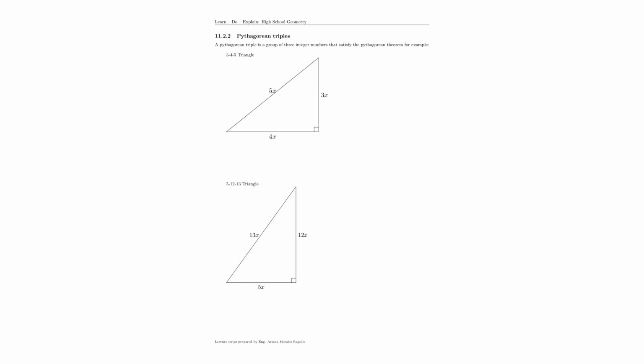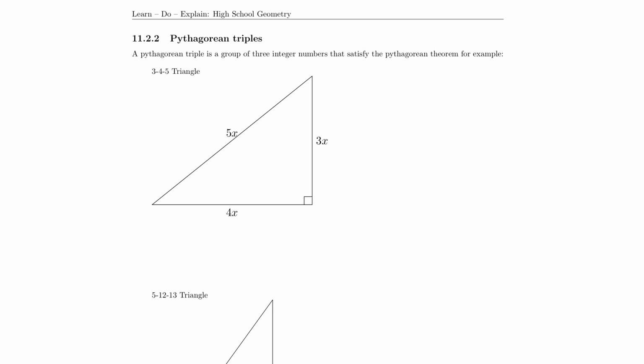Okay, so now let's introduce the Pythagorean triples. A Pythagorean triple is a group of three integer numbers that satisfy the Pythagorean theorem. For example, if we have a triangle where one side has length 4 and the other side is 3, we already know the length of the hypotenuse. It will be 5. This is what we call the 3, 4, 5 triangle.